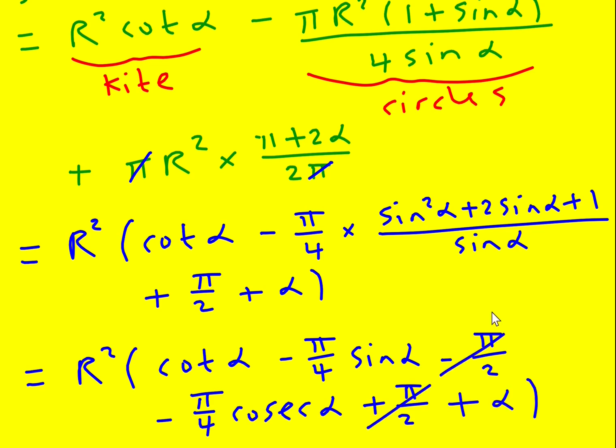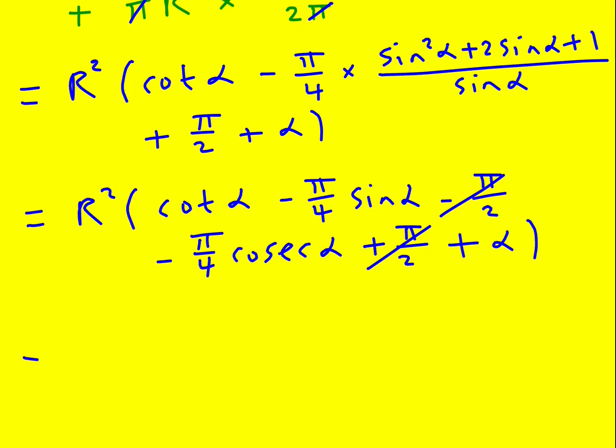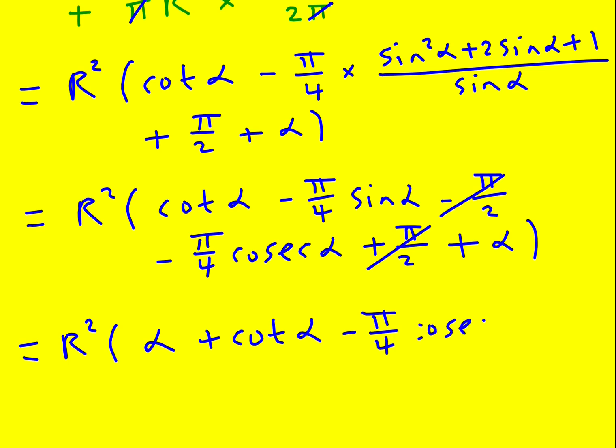These cancel, and we are left with r squared. I'm going to write it like it says in the answer: alpha plus cot alpha minus pi over 4 cosec alpha minus pi over 4 sine alpha.